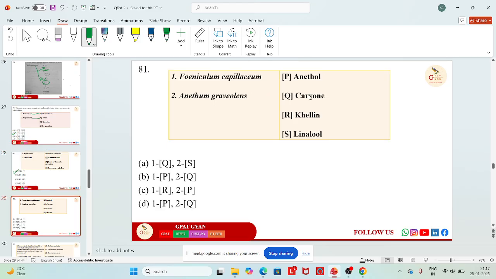Next is Foeniculum and Anethum. What is containing what? Foeniculum is fennel and Anethum is dill. D will be the right answer. Foeniculum or fennel, principal constituent anethole, and Anethum contains the carvone.